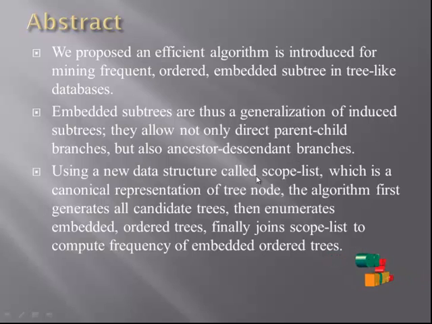Using a new data structure called a scope list, which is a canonical representation for the tree nodes, the algorithm first generates all candidate trees and enumerates embedded and ordered trees. We have to generate the candidate tree space. Based on that, we generate a scope list. Based on the scope list, we frequently mine the embedded ordered trees.